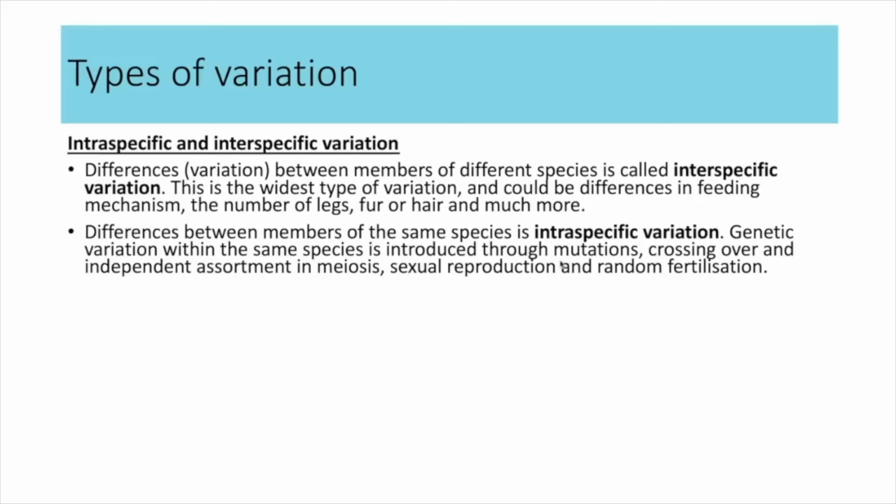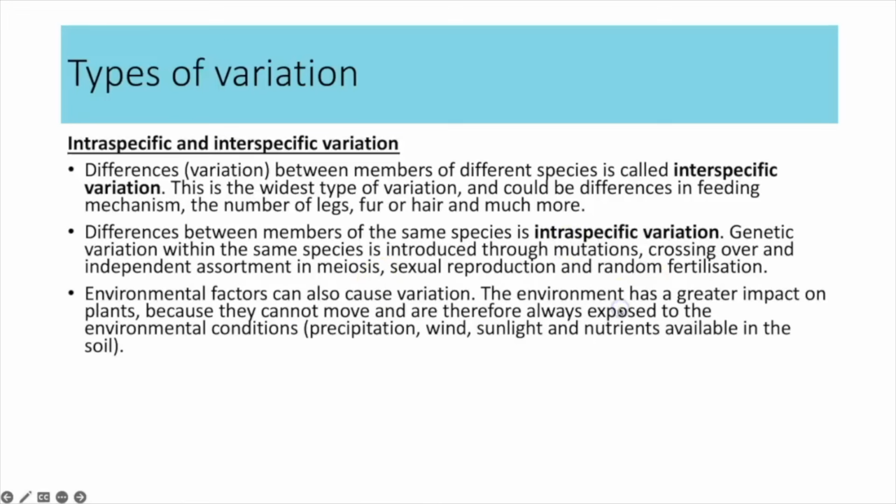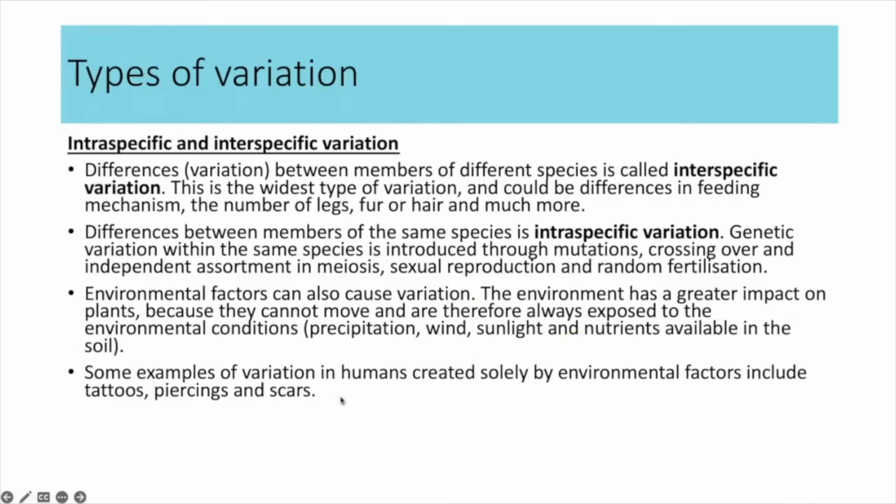And genetic variation within the same species is introduced through mutations, crossing over and independent assortment in meiosis, sexual reproduction, and random fertilization. Environmental factors can also cause variation. The environment has a greater impact on plants though, and that's because they cannot move and therefore they're always exposed to those environmental conditions. Some examples of variation in humans created solely by environmental factors include tattoos, piercings and scars.